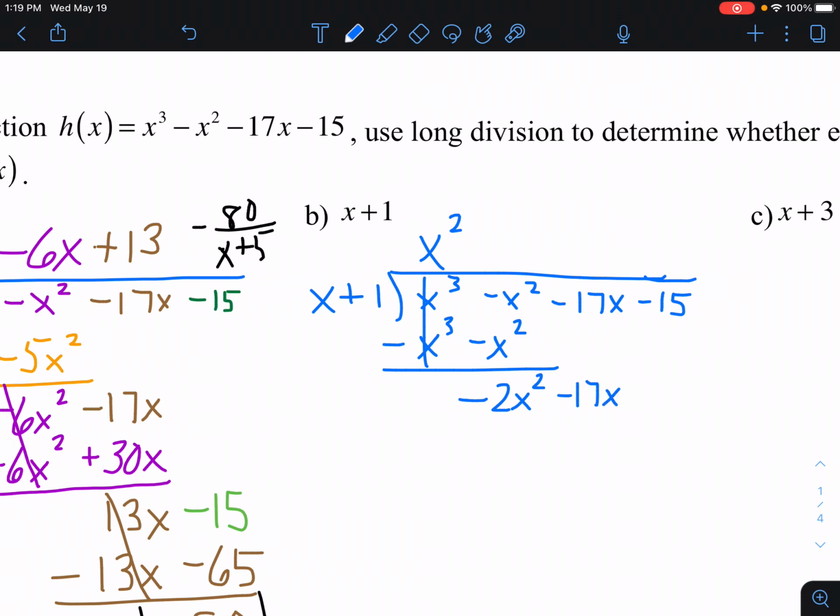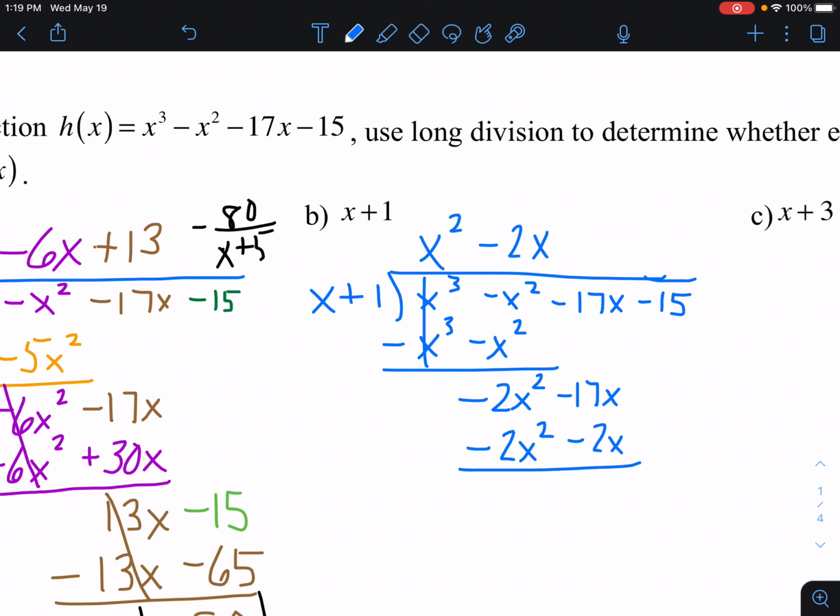Now we start the process over again. First term divided by first term. What's negative 2x squared divided by x? It would be negative 2x. And then again, we're going to take that and distribute. So negative 2x times x is negative 2x squared. Negative 2x times 1 is negative 2x.